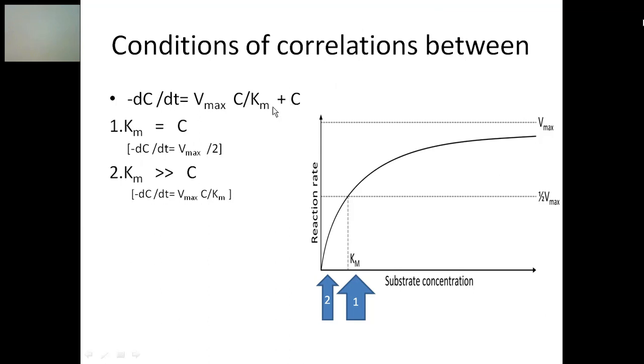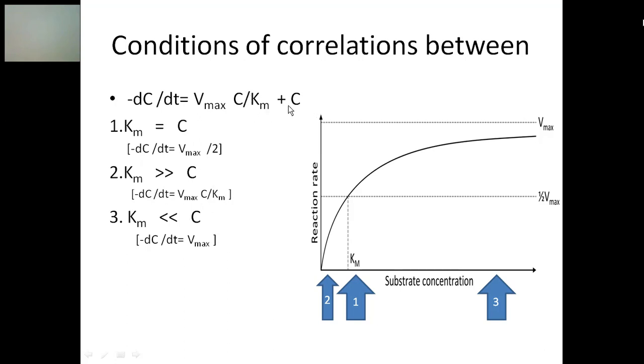For the third consideration, Km is much smaller than C, that means the C value is quite high, somewhere over here. Putting in the values, the Km value is very small compared to C in the addition, so we can neglect it. So C and C get cancelled and this becomes minus dC/dt equals Vmax.